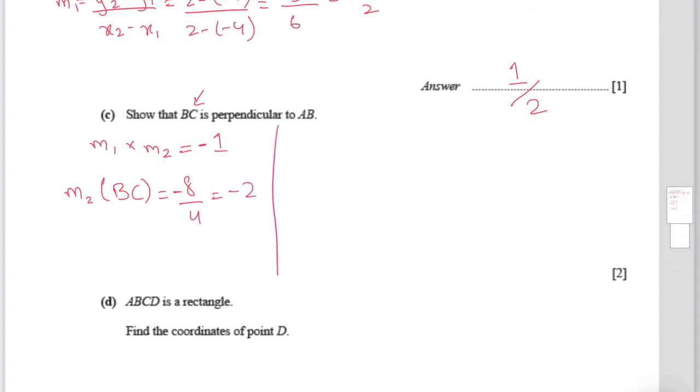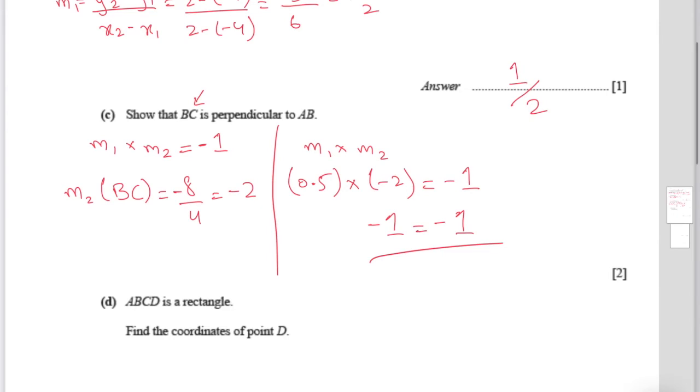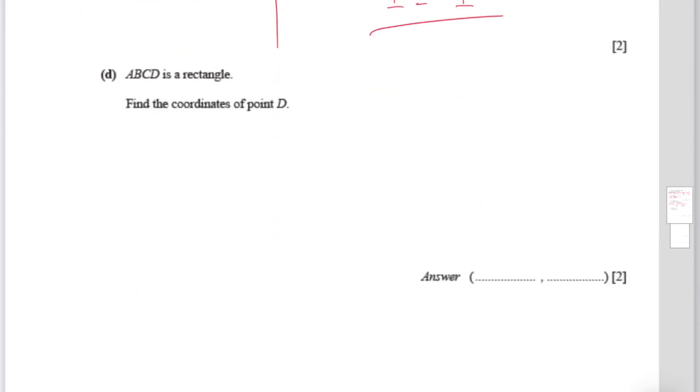Okay, now let's multiply M1 and M2. So when M1 is 0.5 and M2 is -2, when we multiply this, we should get -1. 0.5 times -2 is, of course, -1. Therefore, these two lines are perpendicular. The next part says ABCD is a rectangle. Find the coordinates of the point D.